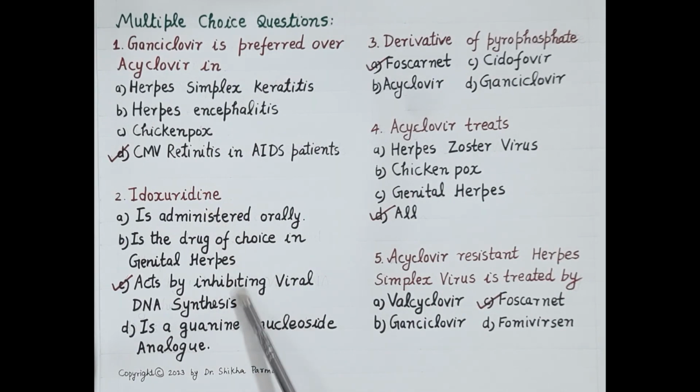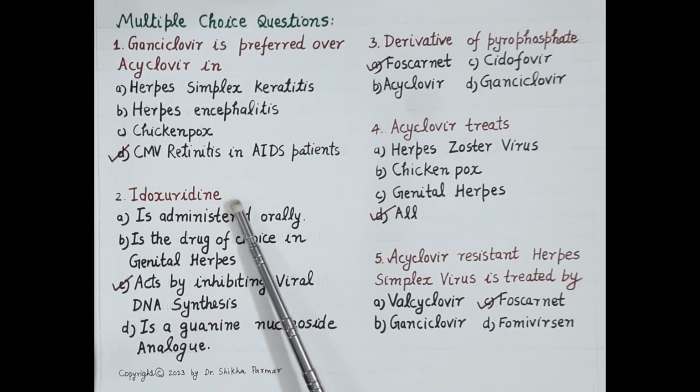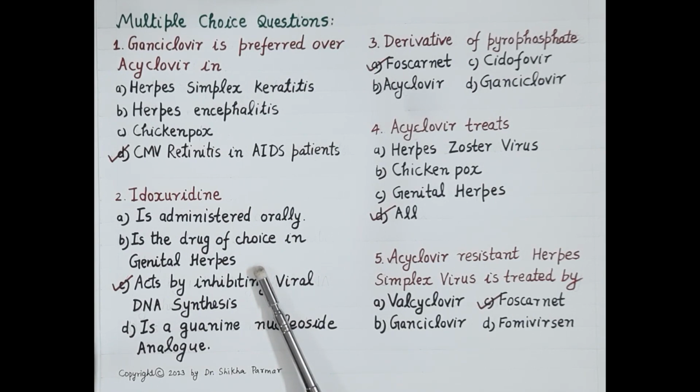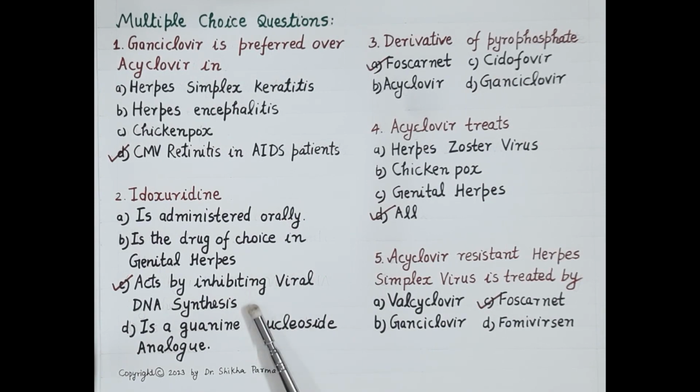With regards to idoxuridine, 4 options are given here. Idoxuridine is administered orally. No, it is given in the eye. It is used as an eye drop. It is not administered orally. It is the drug of choice in genital herpes. No, it is used only for the treatment of keratitis. Then it acts by inhibiting viral DNA synthesis.